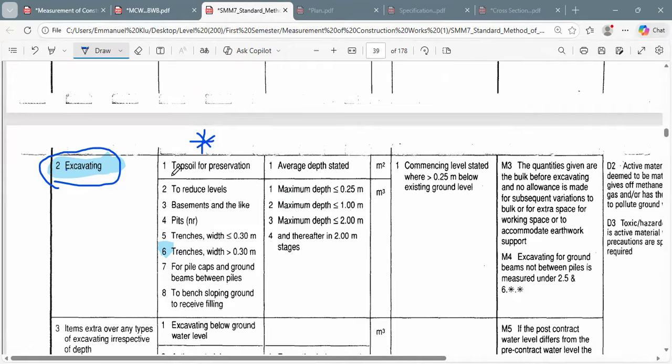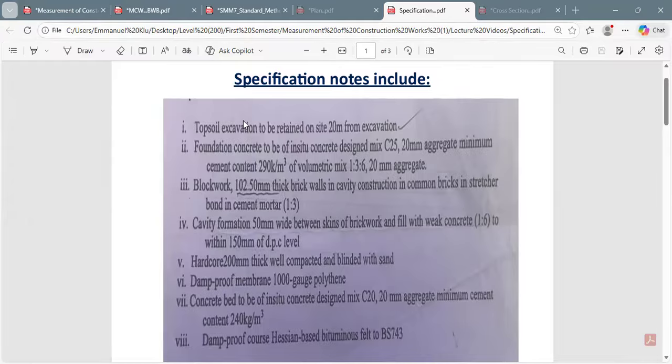Okay, the first thing you can see over here is what? Topsoil for preservation. Okay, let's go to our specification. What did they say about the topsoil for preservation? They said that topsoil excavating to be retained on site 20 mm from excavation. Okay, that alone is enough. So let's go to our description and then we describe better.